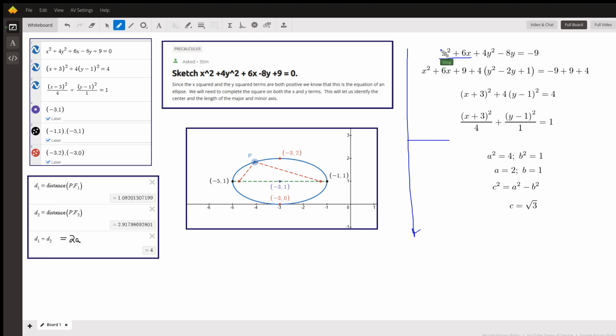Since the leading coefficient is a 1 here, you can take half of 6, which is 3, square it, 9. So now this is a perfect square trinomial. And if you add 9 to the left side, you've got to add 9 to the right side.